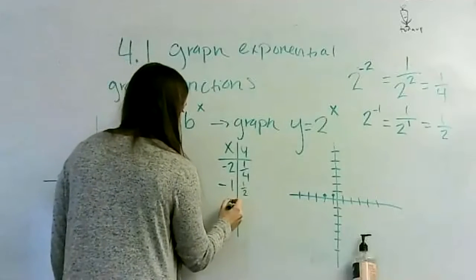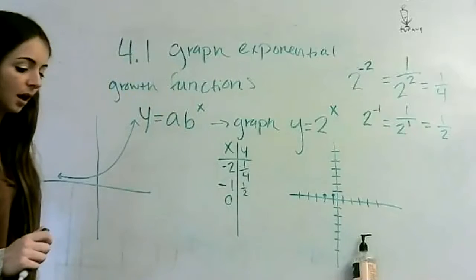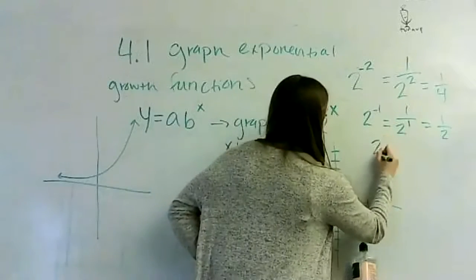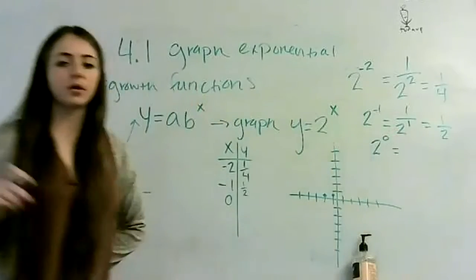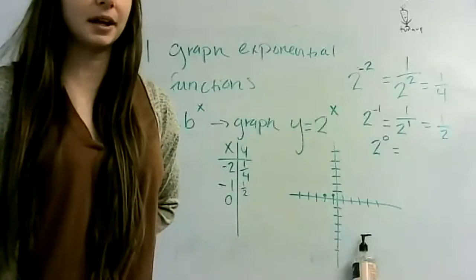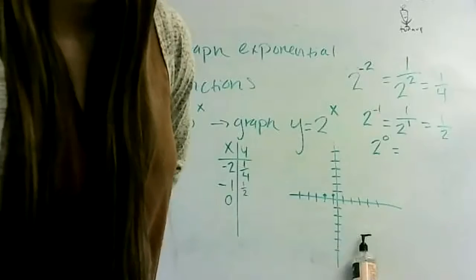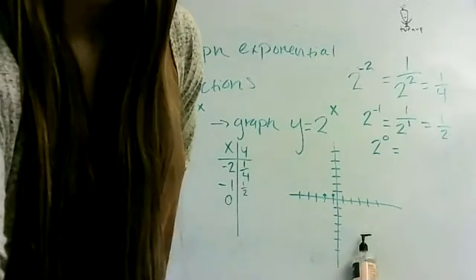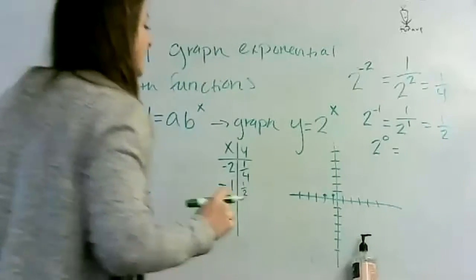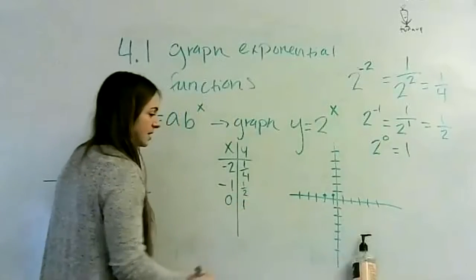Let's test 0. This is one property that hopefully you remember, 2 to the 0 power. Any number to the 0 power equals, anybody? I know it's over Zoom, but you can still talk. Close, Raylene, close. Not 0. 1. Anything to the 0 power equals 1. So 0, 1 is the next point on our graph.